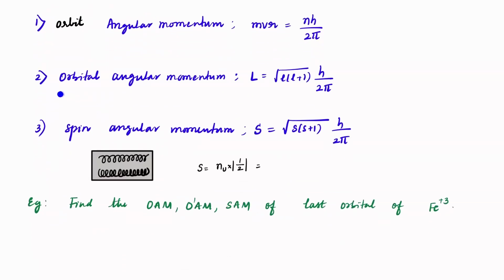Second, there is one more momentum that is observed within the orbital. You know that there is a particular shape of the orbital and there are electrons present in it, moving within the orbital. So that entire orbital also possesses some angular momentum. And this time the formula is slightly different. It is more of a vector quantity and it will be written as under root of L into L plus 1 h by 2 pi.